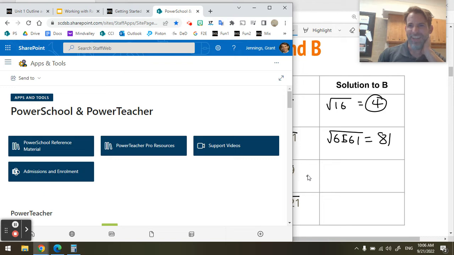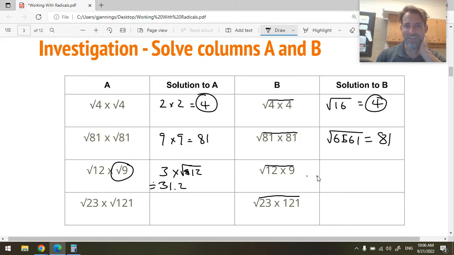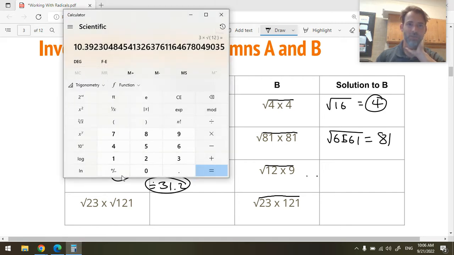Okay, I figured it out. I punched the wrong thing on my calculator. But this is not indeed equal to that. That's 9 times the square root of 12. Okay, so this is 3 times the square root of 12. You can see it up there. It's 10.4.